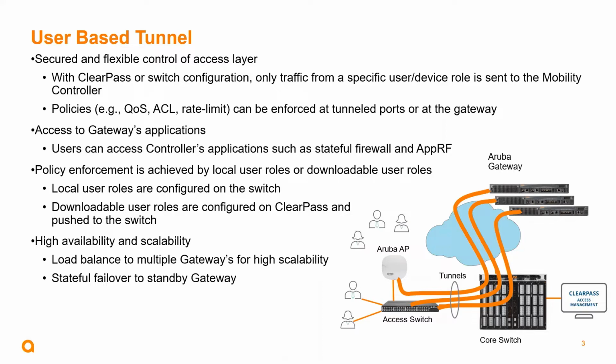The policies can contain QoS, ACL, or rate limiting that can be either enforced at tunnel points or at the gateway. And we will have access to the controller applications such as stateful firewall and AppRF that will do a deep packet inspection. The policy enforcement can be achieved either through local user rules or downloadable user rules.